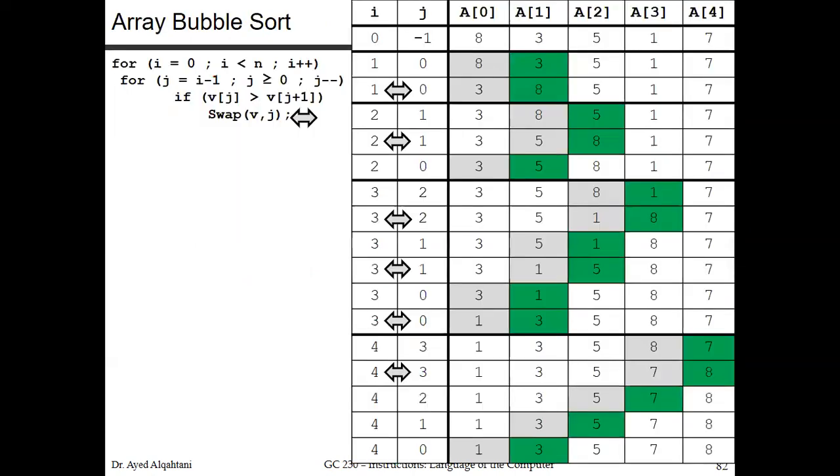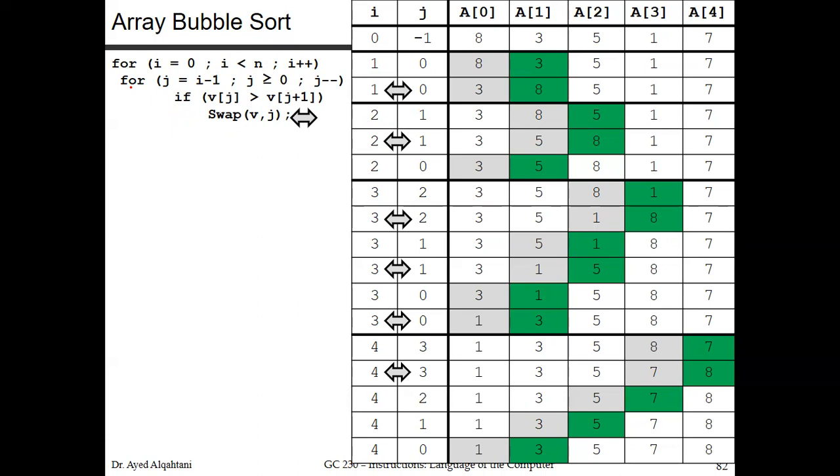Now, to understand the sort, this is the array bubble sort. It has 2 for loops. The first one, the index I starts from 0 up to n, and you increment the index every time. So if, for example, you have an array with 5 members, meaning that n is 5, then you will start from 0 up to 4. This is why we have 0, 1, 2, 3, and 4.